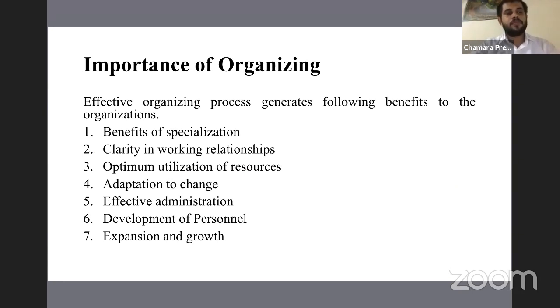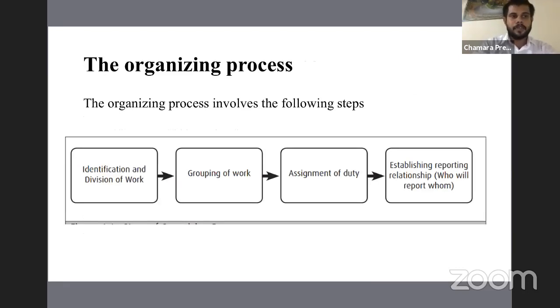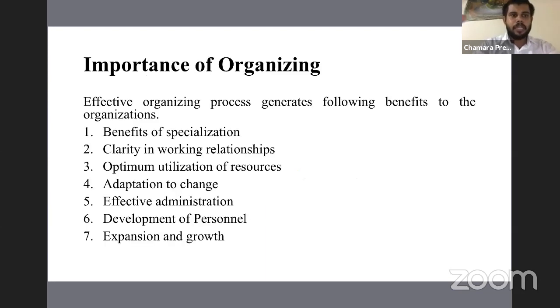Now let's take a look at why organizing is important for an organization, right? An effective organizing process generates the following benefits to organizations. Okay, so first, the benefits of specialization. If I go back to the previous stage, we identify different tasks and we allocate them to different persons. One person is doing this, one person is doing that. What happens when we allocate those works to each and every person is that they get specialization, right?